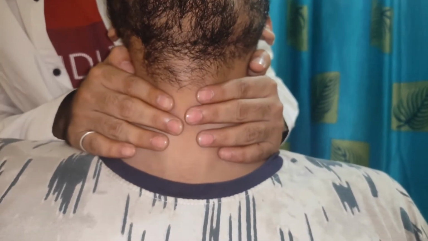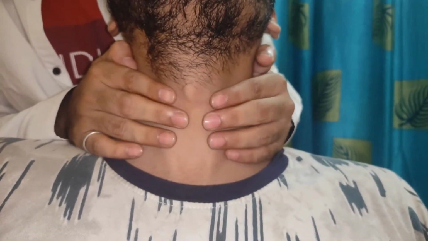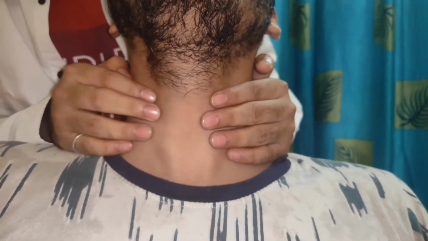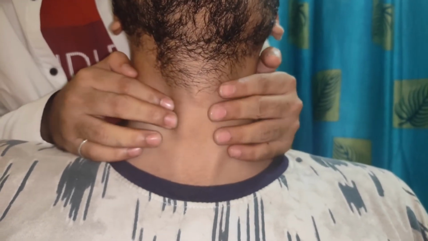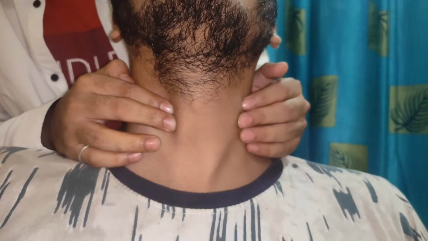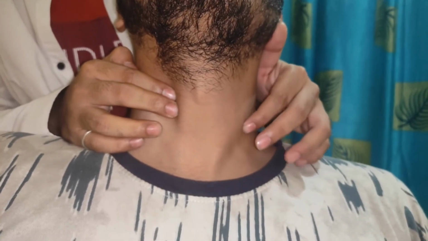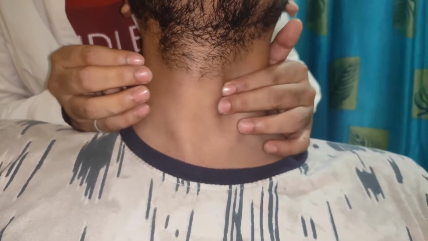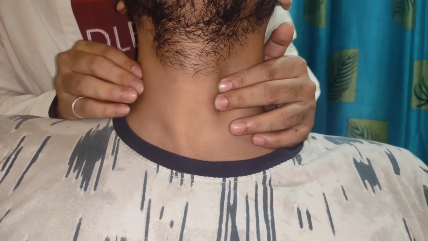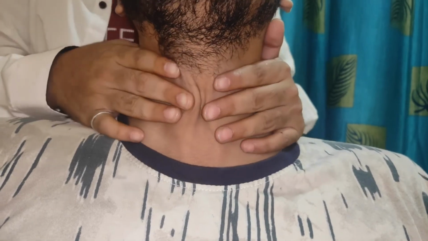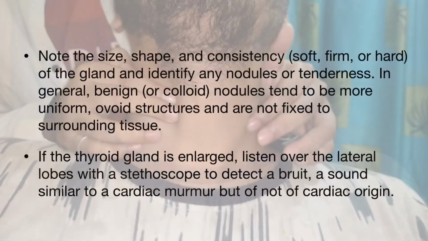Displace the trachea to the left with the fingers of the right hand. With the left hand fingers, palpate laterally for the left lobe of the thyroid in the space between the displaced trachea and the relaxed sternocleidomastoid. In a similar manner, examine the right lobe. Note the size, shape and consistency of the gland and identify any nodules or tenderness.